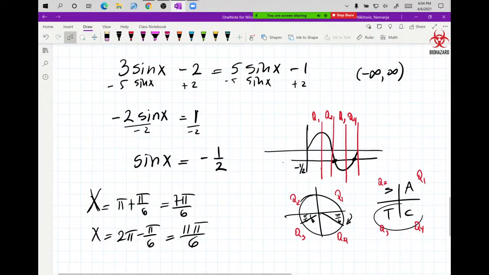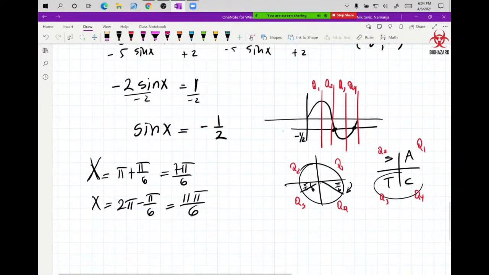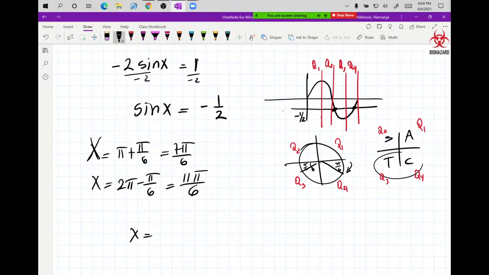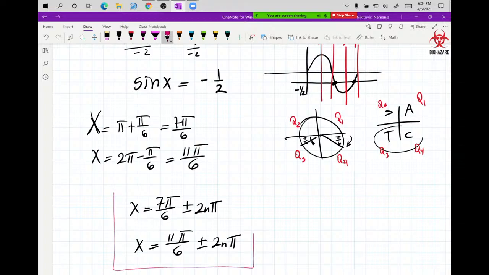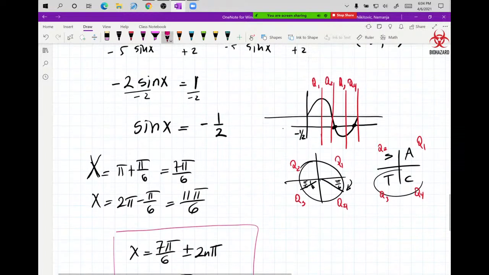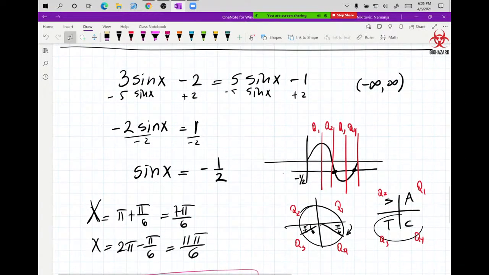But they want all of them, right? Because they gave us infinities. So the solution is x equals 7 pi over 6 plus minus 2n pi, because again, the period is still 2 pi for this. Next problem, we're going to change that. And then 11 pi over 6 plus minus 2n pi. And that has the solution for this. And there we have it. All of the solutions for this equation.